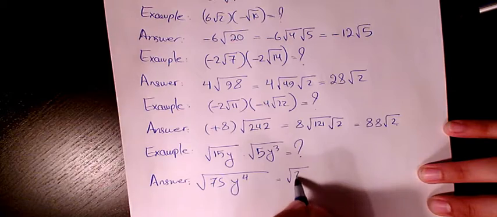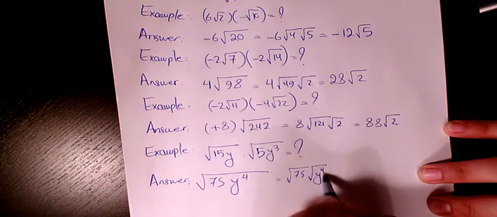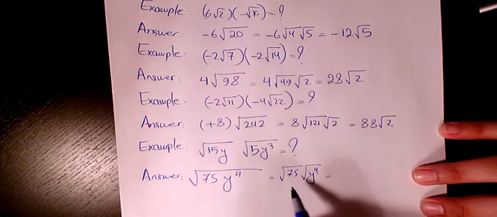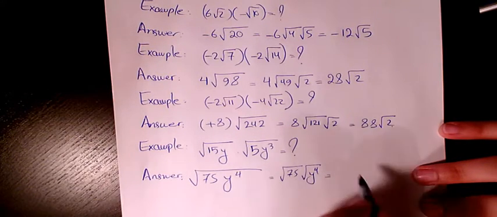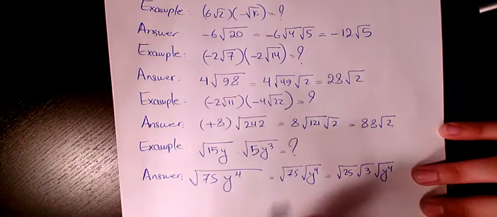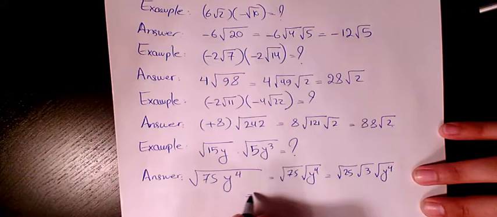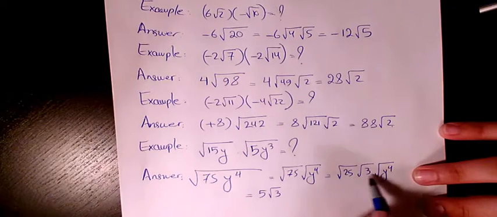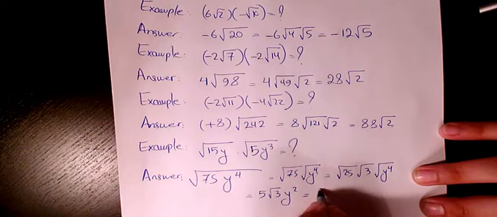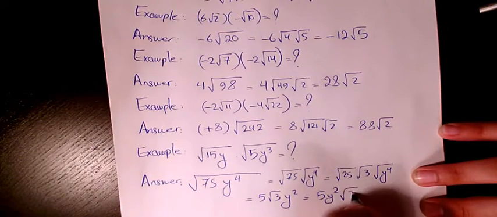So we have root 75 root y to the power of 4. 75, again, a perfect square factor. It's 25 times 3. So we have square root of 25, square root of 3, square root of y to the power of 4. That's going to be 5 root 3. And square root of y to the power of 4 is going to be y to the power of 2, or y squared. So we have 5y squared root 3.